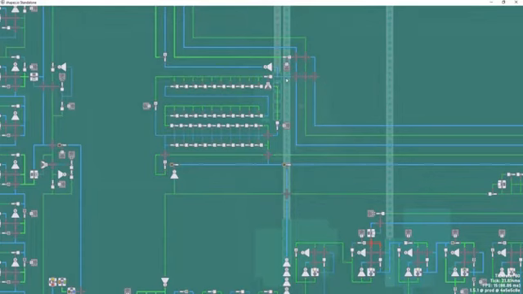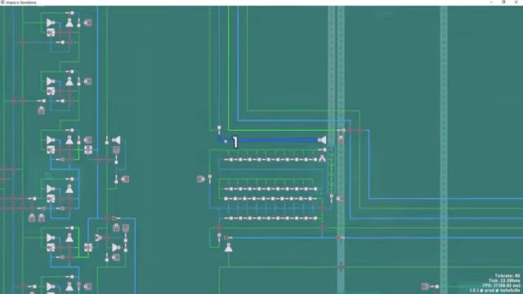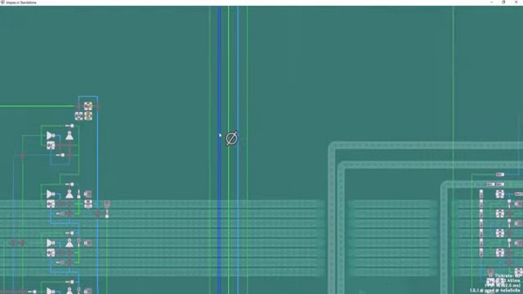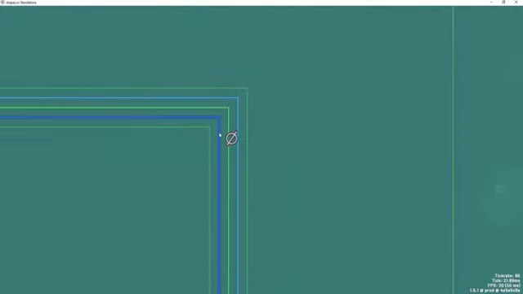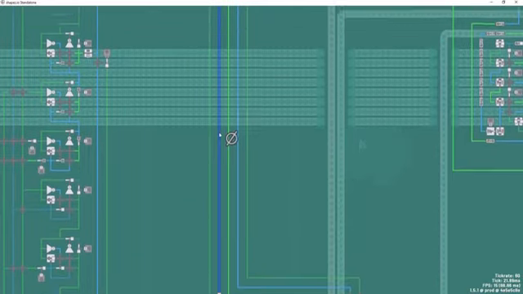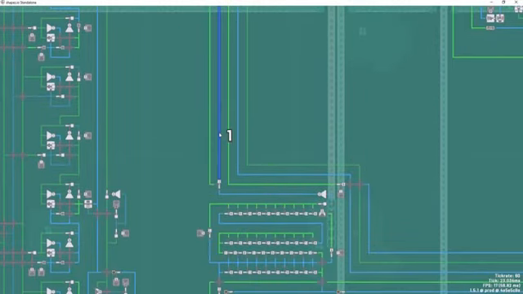Let's get rid of this again. Turn it into what it was. There we go. And now let's follow this line again. Wait, this is not the correct line, is it? Oh yeah, it is.